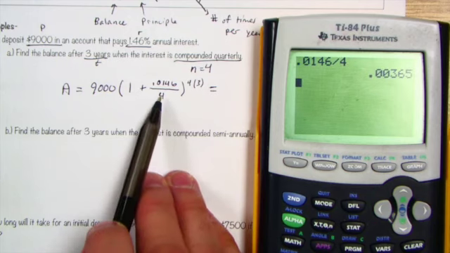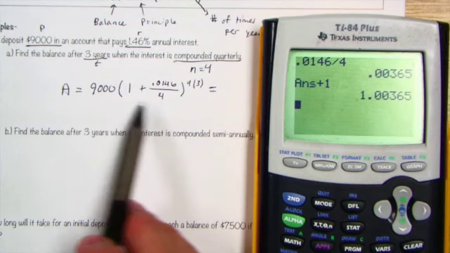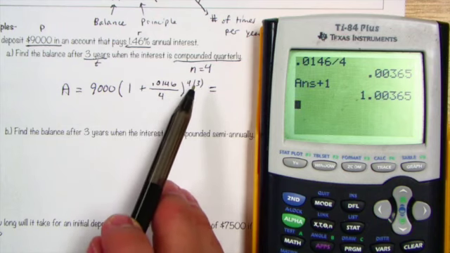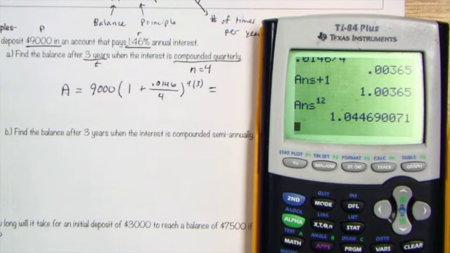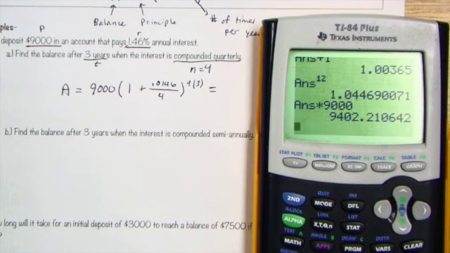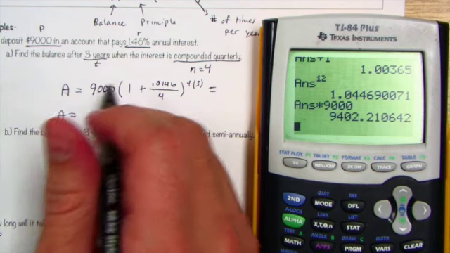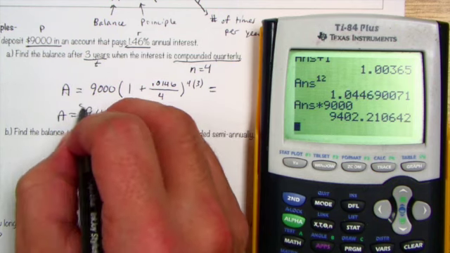Then that's what that is. And then I have to add the 1, so plus 1. And now I have to do the exponent, which is 4 times 3, which is 12. So I have to do that to the 12th power. So parentheses, then exponents. Then I can worry about the multiplication, which is now this times 9,000. And so that's my answer. After 3 years, my money in this particular account is $9,401.46.